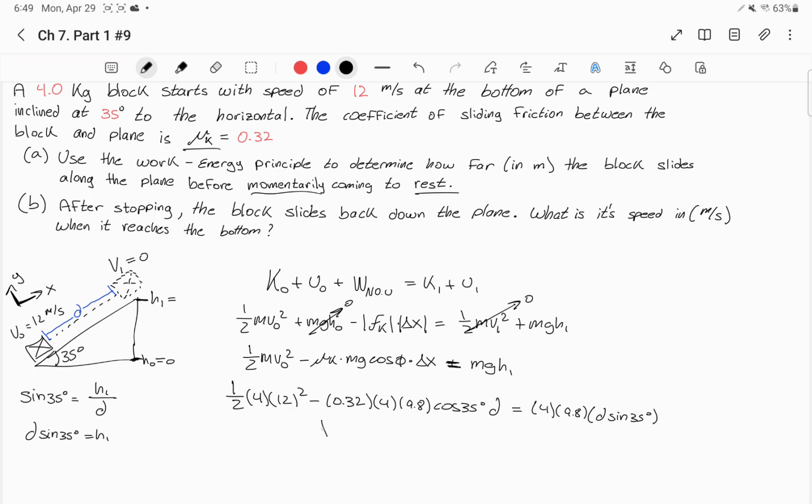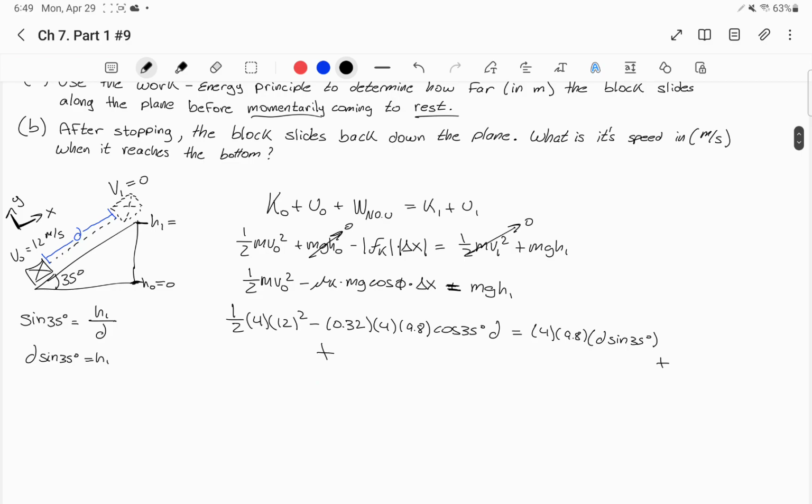Now if we add this to the other side, we would be left with 1/2 times 4, that's 2, times 12 squared is equal to d. We would factor out the d, and we would have 4 times 9.8 times sine of 35 degrees plus 0.32 times 4 times 9.8 times cosine of 35 degrees.